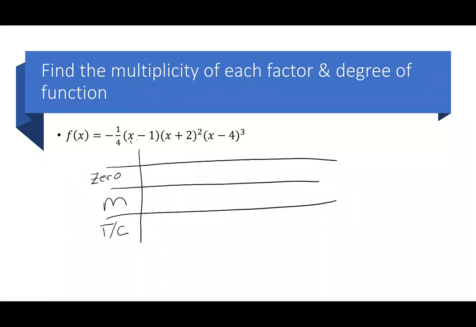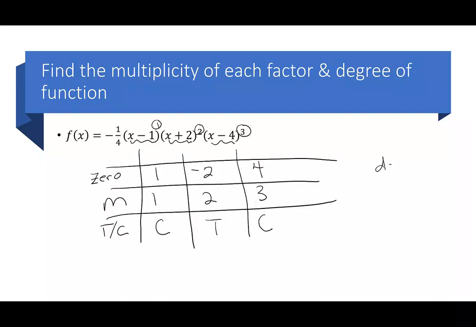So I have 3 zeros. From x minus 1, I have a 1. From x plus 2 squared, I have negative 2. And from x minus 4, I have positive 4. The multiplicities are the exponents, which happen to be 1, 2, 3. When you look at the multiplicities, you think evens touch, odds cross. 1 is odd, it's going to cross. 2 is even, it's going to touch. 3 is odd, it's going to cross. Notice the touch and cross comes from the multiplicity, not from the 0.